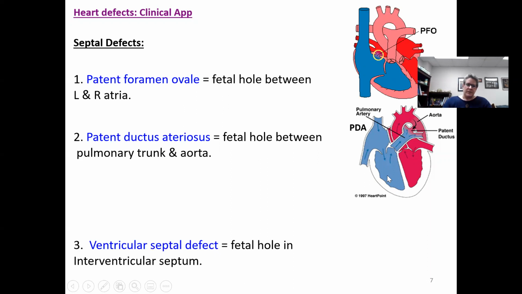Okay, here's another problem: ventricular septal defect.